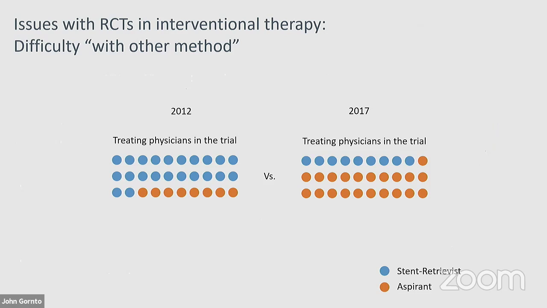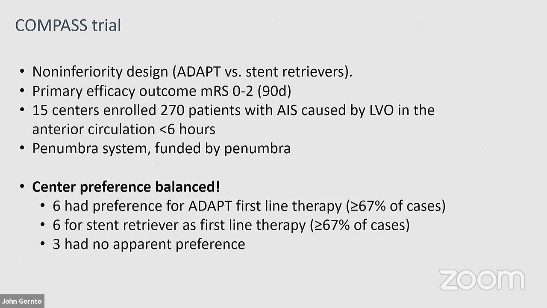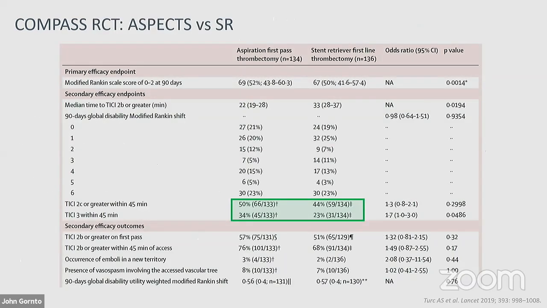It sounds very theoretical, but some guys in the US knew this already while they were designing the COMPASS trial. And they had a center preference that was balanced. So 6 centers had a preference for ADAPT, 6 for stent retriever, and 3 no apparent preference. So what was the result? The result was very similar results in both groups.